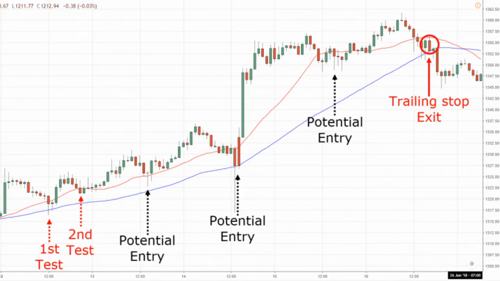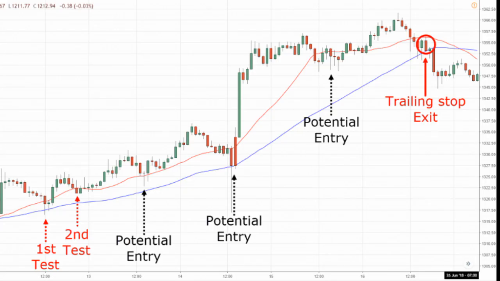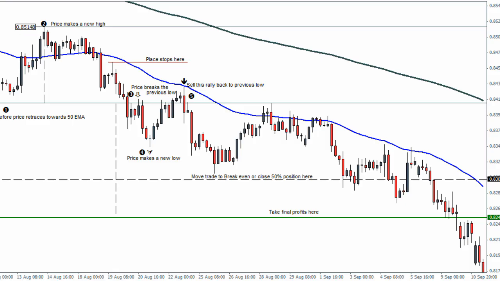Now let's define the trend. An uptrend exists when price is above the EMA 200, and the EMA 50 is above the EMA 200. A downtrend exists when price is below the EMA 200, and the EMA 50 is below the EMA 200.